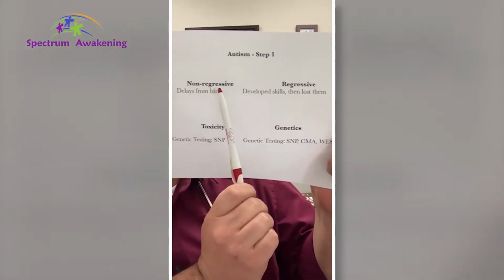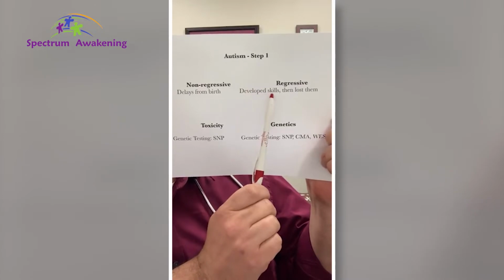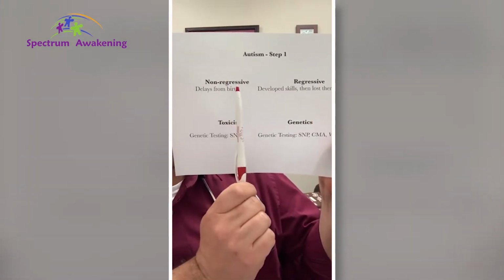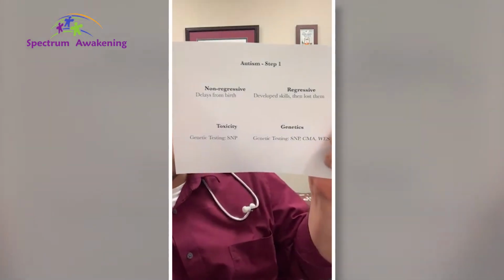Was your child regressive or were they non-regressive? And what's the difference? Children who are regressive develop skills and then lose them. Kids who are non-regressive have these delays from birth. They never develop things that disappear. They're just, things have always kind of been slow since the beginning.